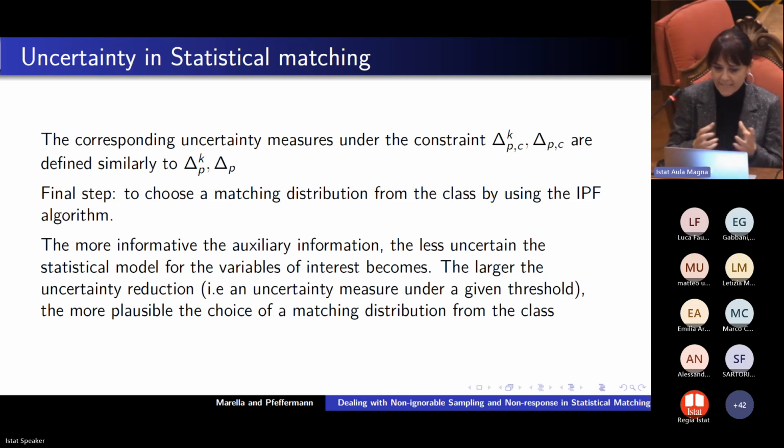Now, clearly, the final step is to choose a matching distribution from the class, and we propose the iterative proportional fit algorithm. Now, the point is that the use of external information is crucial. That is, the larger the uncertainty reduction due to the use of auxiliary information, the more plausible the choice of a matching distribution from the class.